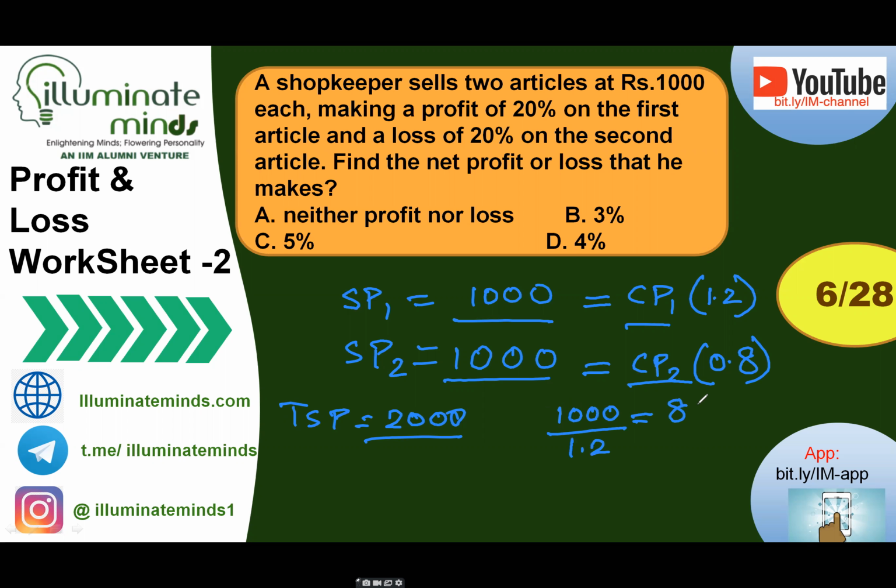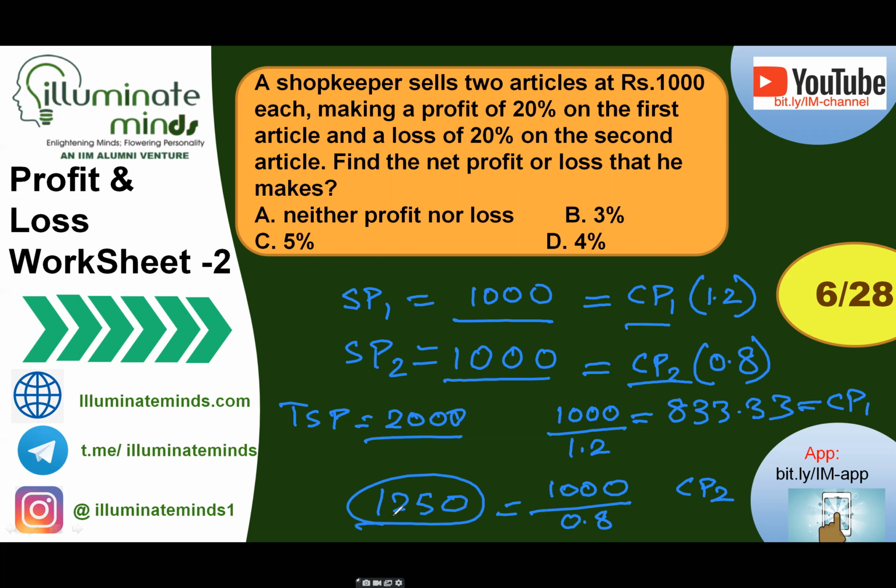That will be 833.33. This is my CP1. CP2 will be equal to 1,000 by 0.8, which will be 5 by 4. This will be 1250. 1250 is cost price 2, and the total will become 2083.33. This is my total cost price.